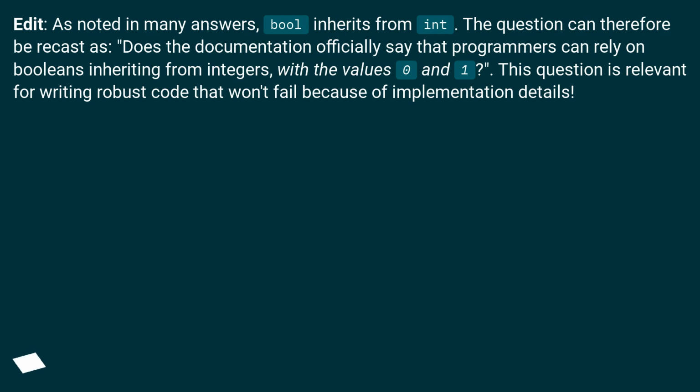Edit. As noted in many answers, bool inherits from int. The question can therefore be recast as: does the documentation officially say that programmers can rely on booleans inheriting from integers, with the values 0 and 1? This question is relevant for writing robust code that won't fail because of implementation details.